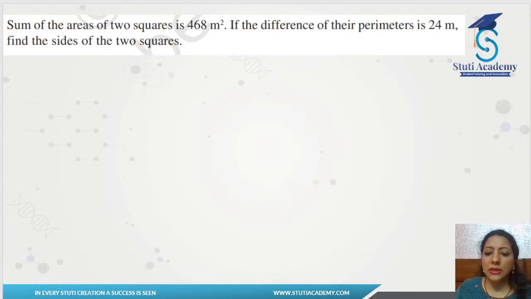Sum of the areas of two squares is 468 meters square. If the difference of their perimeter is 24 meter, find the side of the two squares.